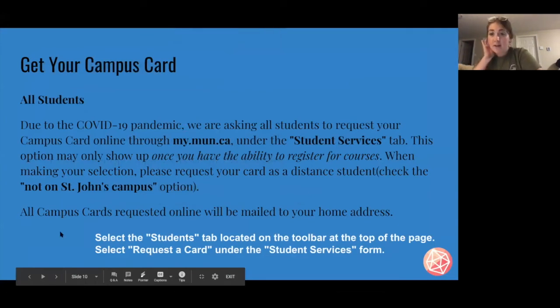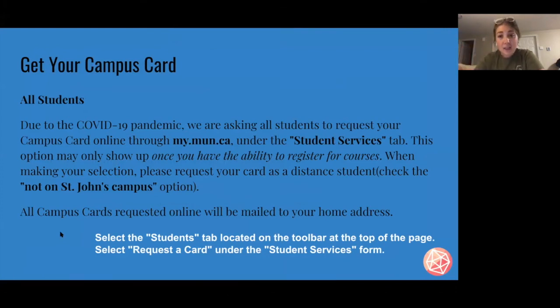So if you don't already have your campus card and you're wondering, how the heck do I get this? I can't just walk into MUN like normal. They'll mail it to you. It's all through the Student Services tab, and you request your card. It'll be mailed to your home address. So like I mentioned earlier, say you live in wherever you live and you're in St. John's, it'll be going to your home address. So you'll have to get it forwarded to you or whatever. But that's a really important thing to have. It gets you lots of discounts, which is always a good thing as a student.